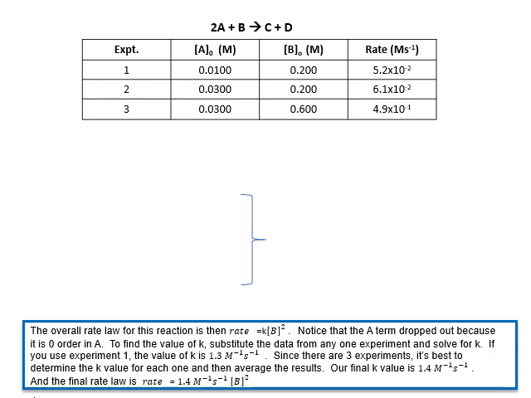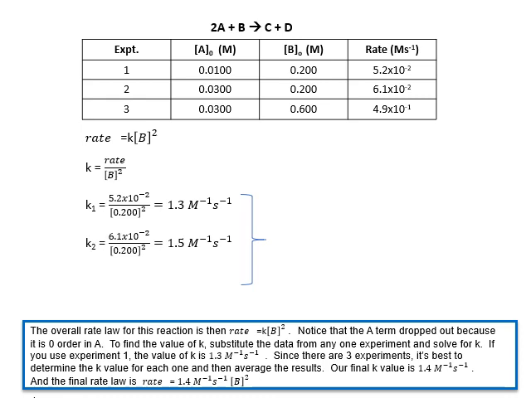The overall rate law for this reaction is then rate is equal to k times the concentration of B squared. Notice that the concentration of A dropped out because its order was 0. To find the value of k, substitute the data from any one experiment and solve for k. If you use experiment 1, the value of k turns out to be 1.3 inverse molar inverse seconds. Since there are 3 experiments, it's best to determine the k value for each one and then average the results.